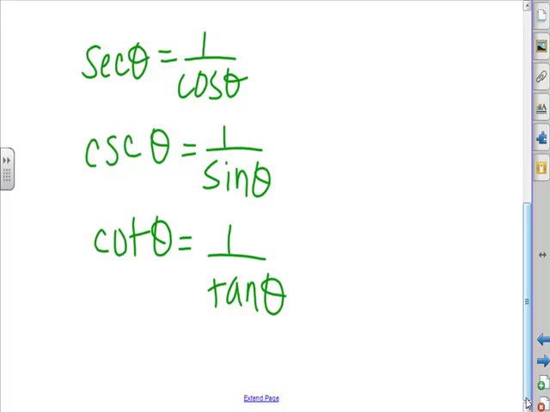Personally, the way I remember these reciprocal functions is this guy has an S, and it's going to go not with an S but with a C. This guy has a C, it's going to not go with a C, that might be more convenient, it's going to go with an S. And then cotan and tan just go together. They just sort of sound like they go together.